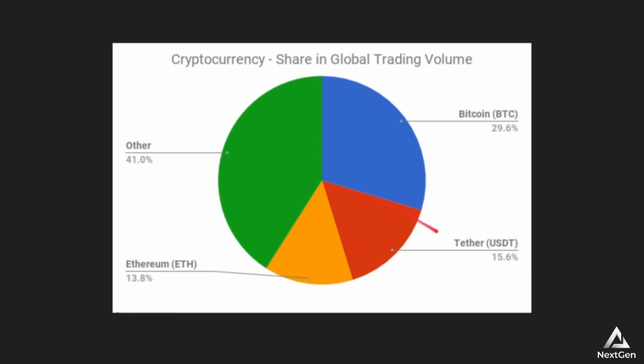Following that is Tether, about 15 to 16%. Then after that is Ethereum, about 14% of the global trading volume. And then everything else, including other, this is the hundreds, if not thousands, of other cryptocurrency projects. Think of Polkadot, Solana, XRP, XLM, et cetera. All those other coins make up this 40%.